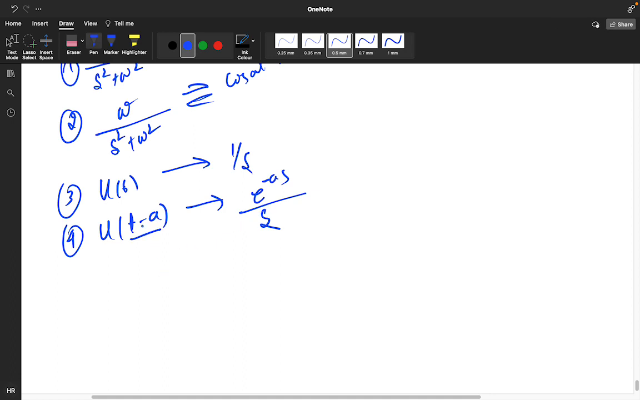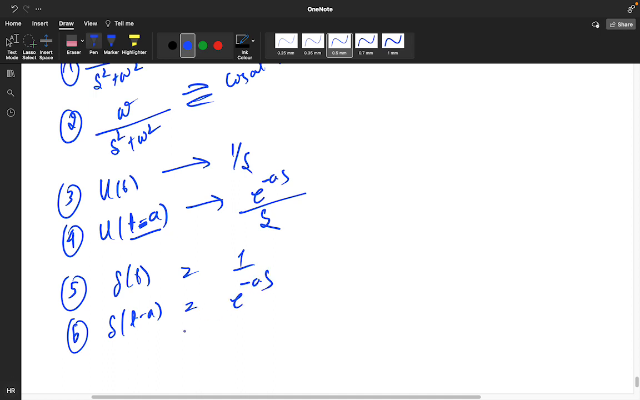From delay this function is coming. Laplace transform of delta t is 1. If Laplace transform of delta t minus a is there, e power minus as will come. Or you can say if delta t plus a is there, e power as will come.